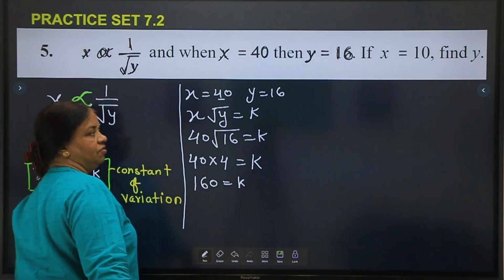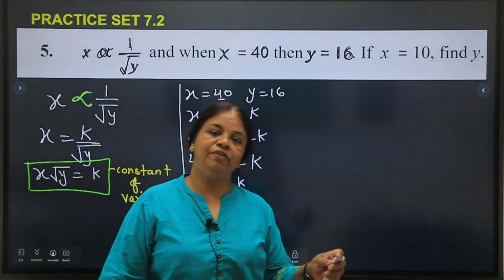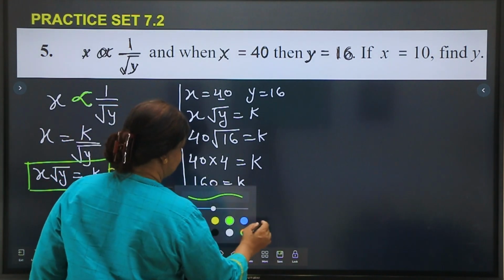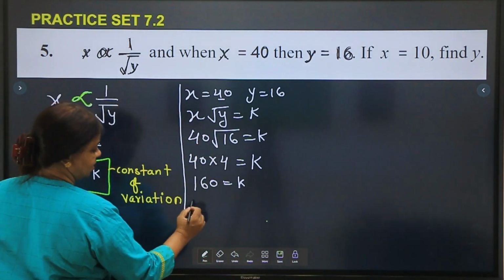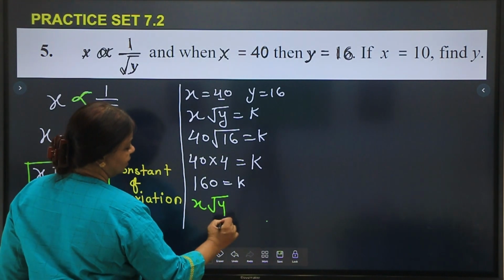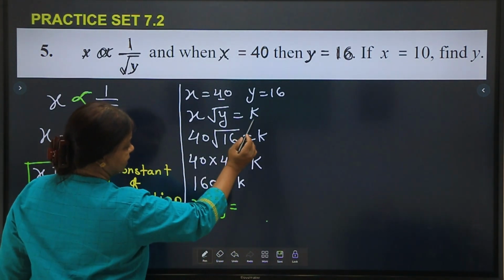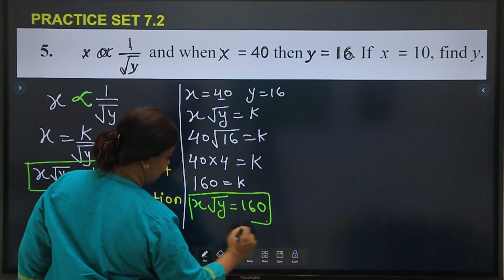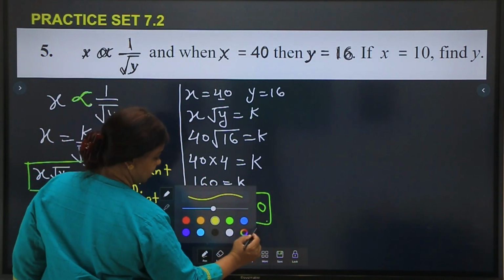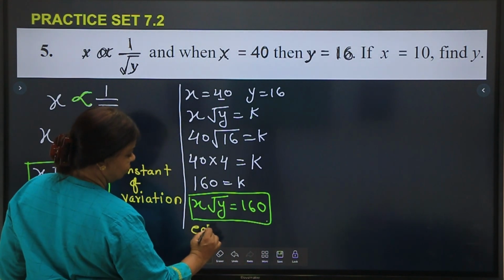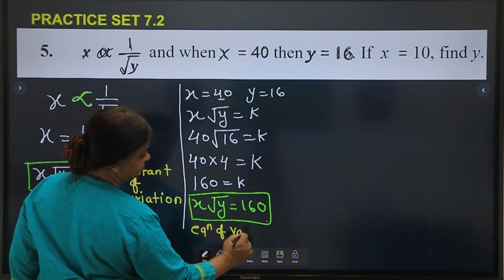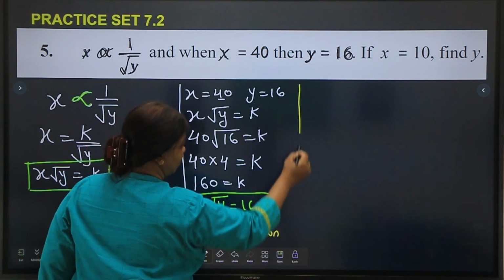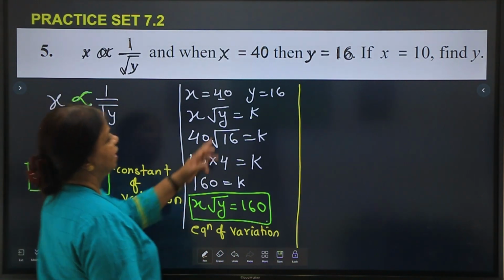Now after writing the value of k, we should always mention the equation of variation. So what will be my equation of variation now? x root y is equal to k, k means 160. This is the equation of variation, and I must mention it here. Once we got the equation of variation, let us move further.